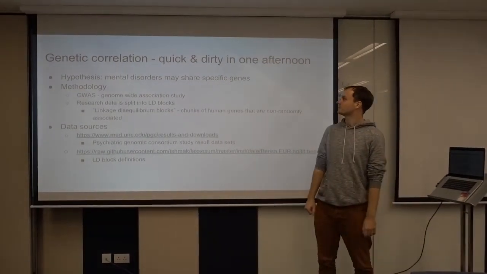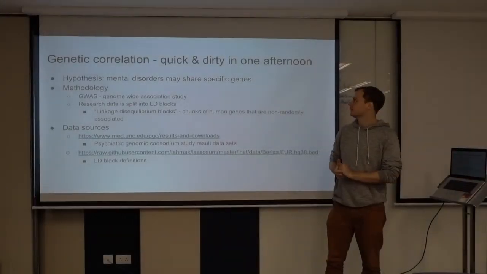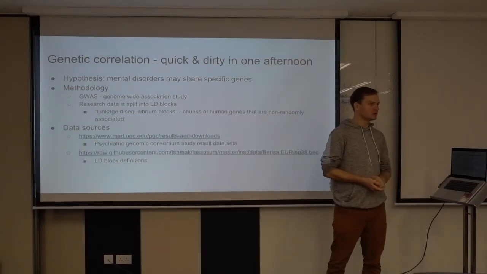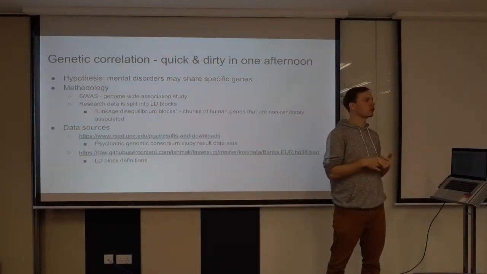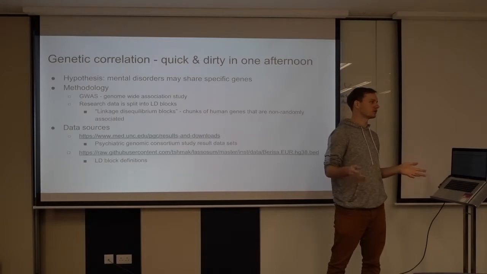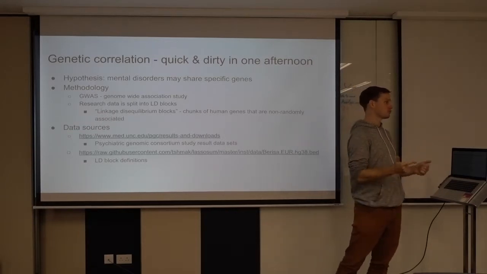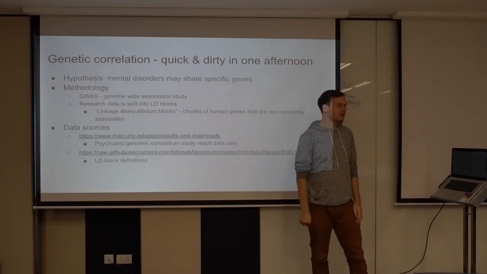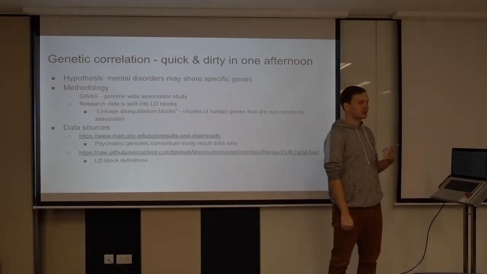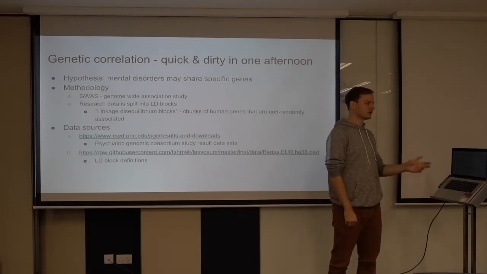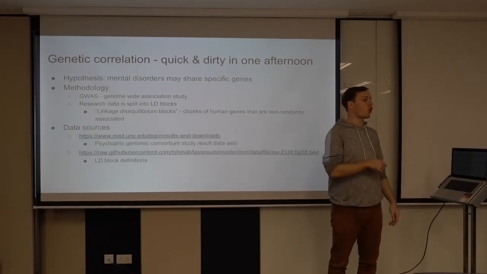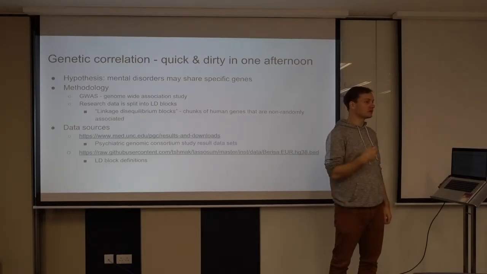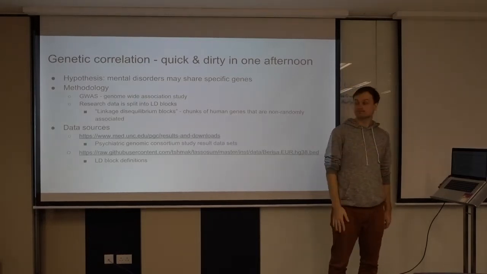We have mental disorders which may share specific genes, meaning the same gene has an effect on multiple disorders, like schizophrenia and depression in our case. So what we did is what is called a GWAS, a genome-wide association study, which estimates a p-value and effect size for each position in the human genome, and regresses them essentially on depression or schizophrenia. So we get an associated p-value for each position.